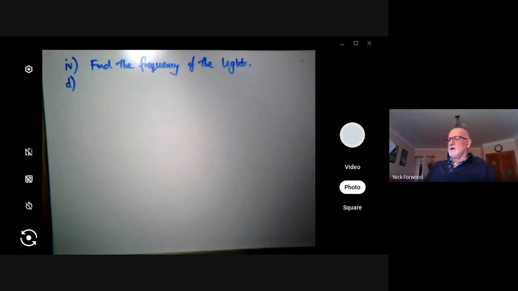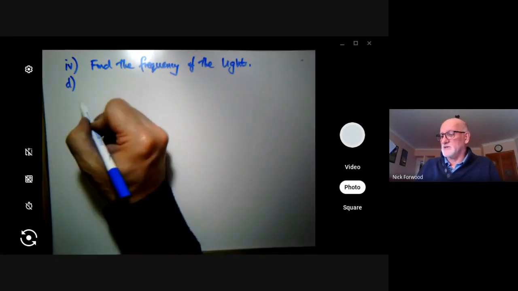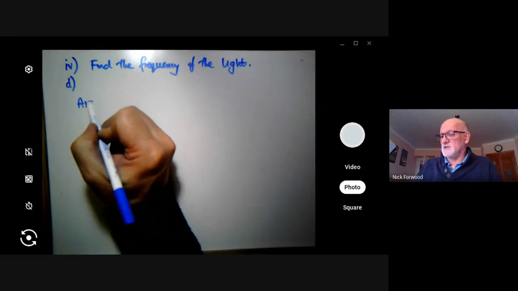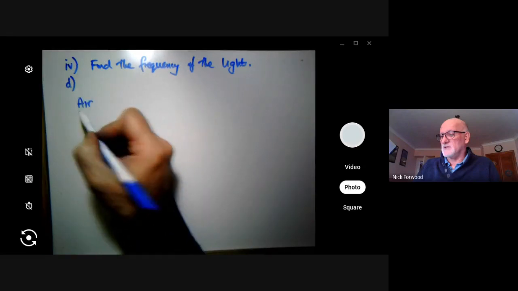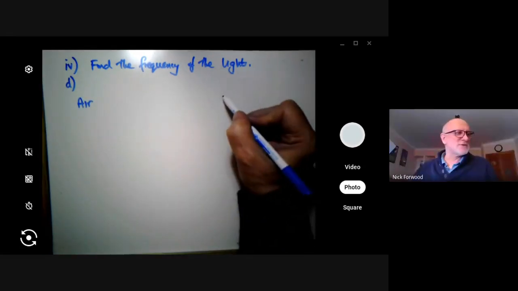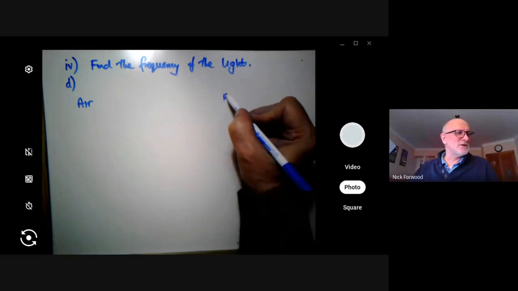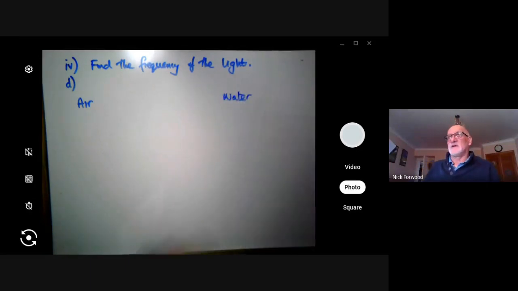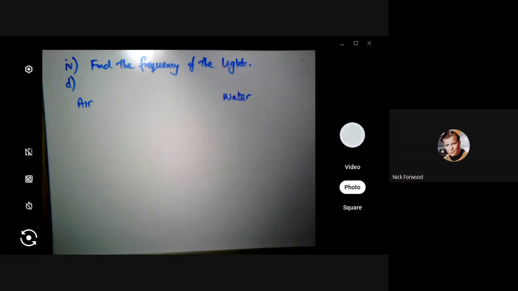So we can do a calculation. First of all, we could, if we wanted, find the frequency of the light in air. Secondly, we could find the frequency of light in the water. But because of the statement I made right at the start of the lesson, the frequency stays constant, we would get the same answer for both. So it doesn't matter whether you find the frequency of the light in air or in water, because they're both exactly the same number due to the statement I made.